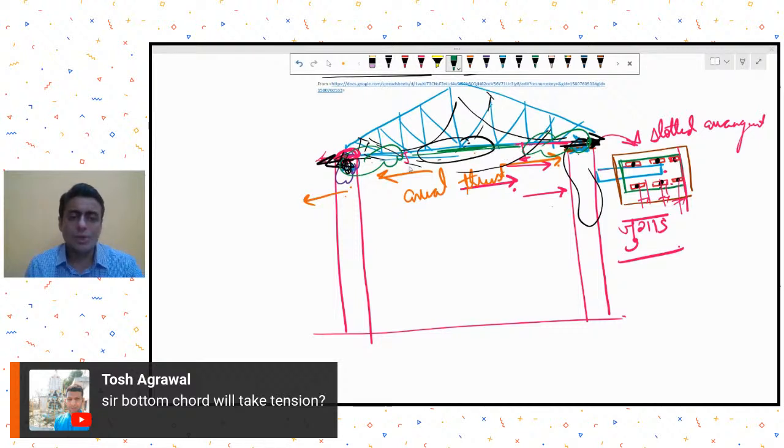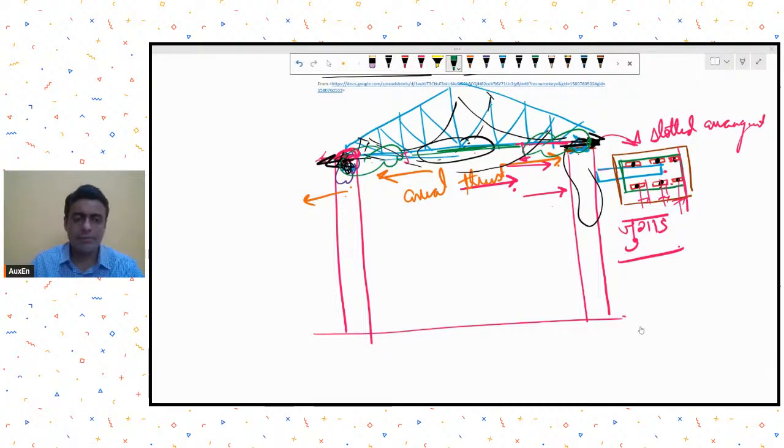What I'll suggest is you can make a quick model in STAAD or ETABS, whatever. Try to provide hinge connections and see what is happening with the output. Then you will understand what I'm trying to explain.